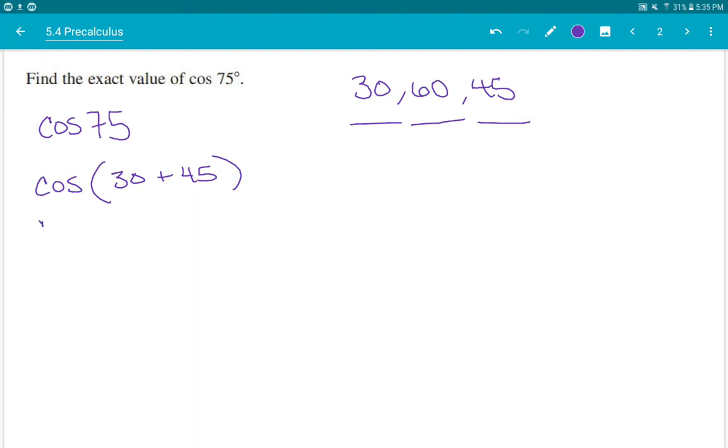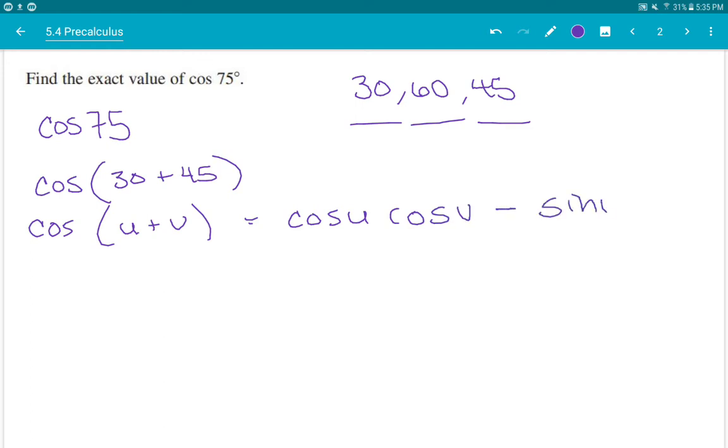Now notice that this is just a cosine of u plus v, which is going to give me the cosine of the first times the cosine of the second, minus the sine of the first times the sine of the second.